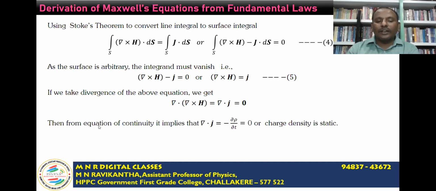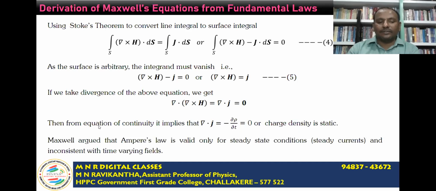Equation of continuity, we know that del dot J is equal to minus ∂ρ/∂t. So when we combine this equation with the equation of continuity, it implies that the time rate of change of charge density must be equal to 0. In other words, the above equation del cross H is equal to J is valid only when the charge density is static. It means it holds good only for steady currents.